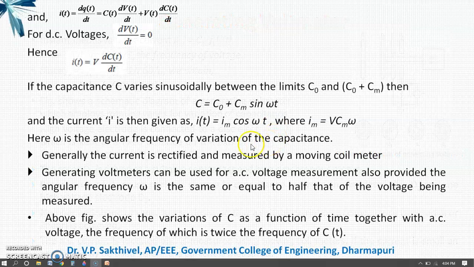Then finally, how the current would be measured. This is the capacitance variation, and the current is given by Im cos omega t. This current is rectified and usually measured with the moving coil instrument, as we discussed before. The generating voltmeter can be used for AC voltage measurement with angular velocity omega.